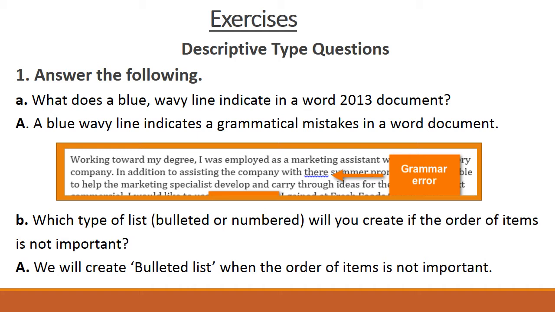So the next part is: which type of list, bulleted or numbered, will you create if the order of items is not important? That means there is no need of sequence, you just have to put a symbol or any shape. So which list is important, bulleted or numbered? And the answer is: we will create a bulleted list when the order of items is not important.